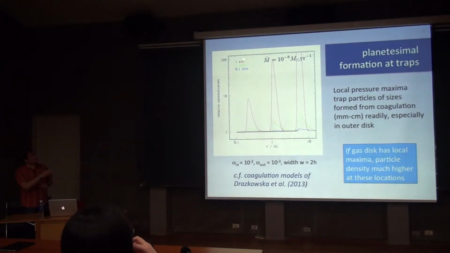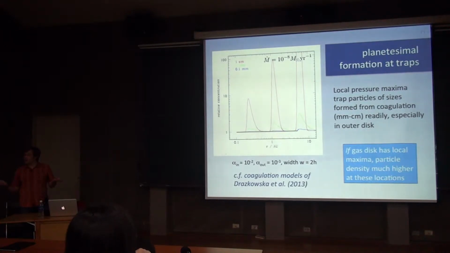So here the red curves are for 1 centimeter particles. This is some particular disk model. And if you have these traps that are a few tenths of an AU out to a few AU, you can easily get over concentrations of those centimeter-sized objects that are an order of magnitude, 2 orders of magnitude, perhaps even higher than that in the outer disk.